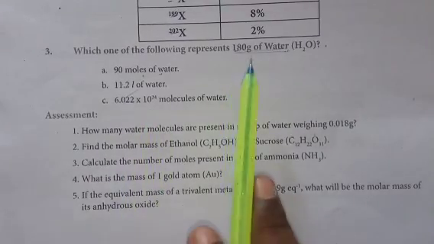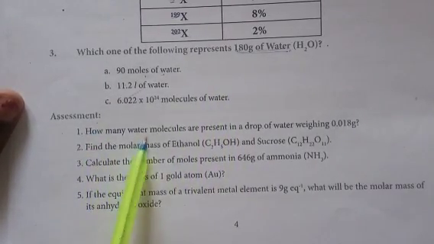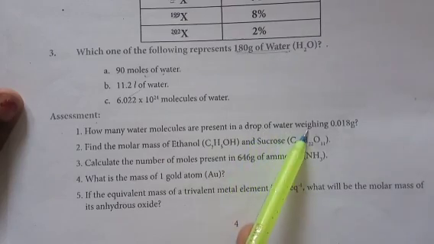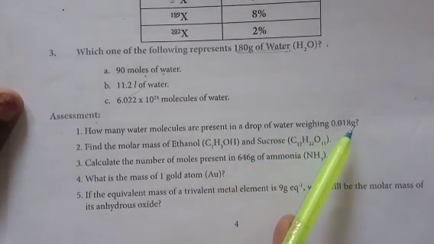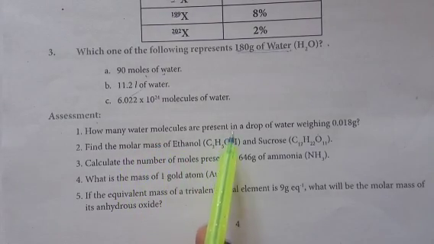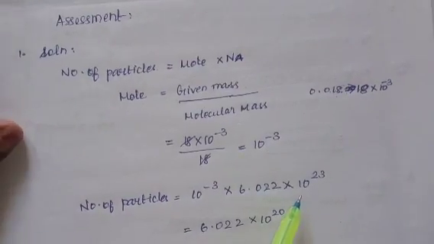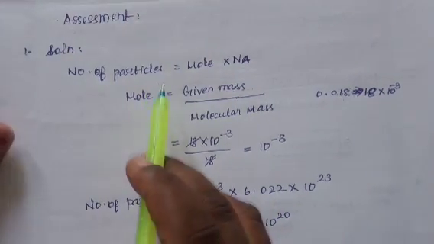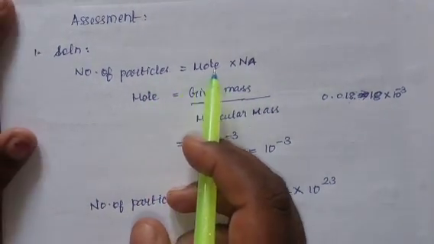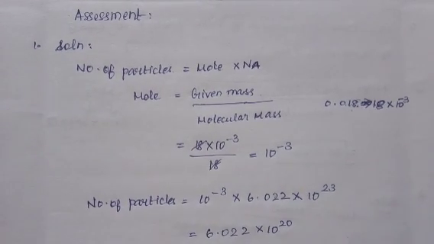So we have completed this third question also. Now we are moving to the assessment questions. First one: how many water molecules are present in a drop of water weighing 0.018 gram? So what they are asking is how many water molecules are present in a drop of water weighing 0.018 gram. See, the number of particles we can find is equal to mole into Avogadro number. Na is the Avogadro number, right? So number of particles is equal to mole into Na.